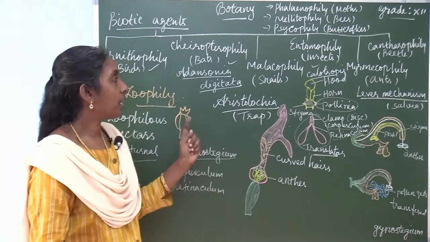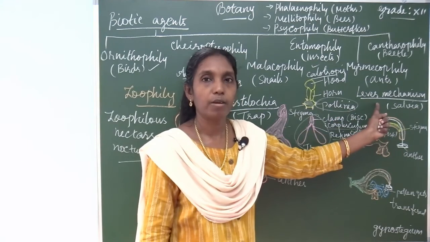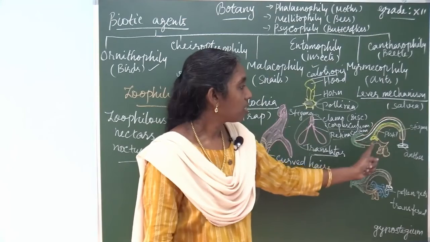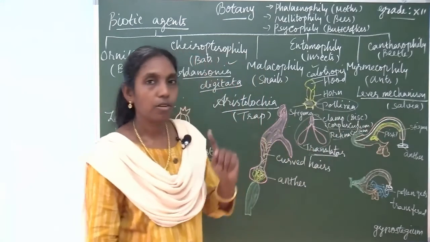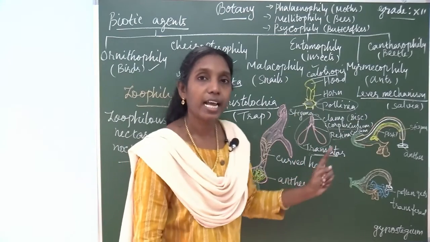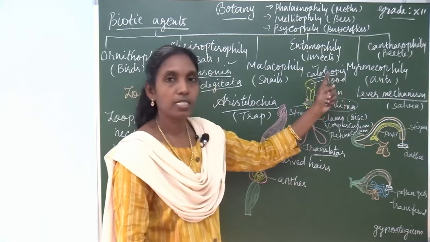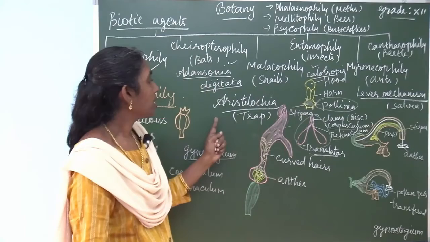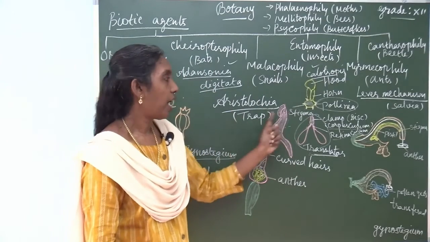So, today you learned 3 different mechanisms. Number 1, lever mechanism. What is the example? Lever mechanism is observed in Salvia flower. And the second one, translator mechanism, which is observed in Calotropis, a very common flower. Then the third mechanism, trap mechanism, which is observed in Aristolochia.